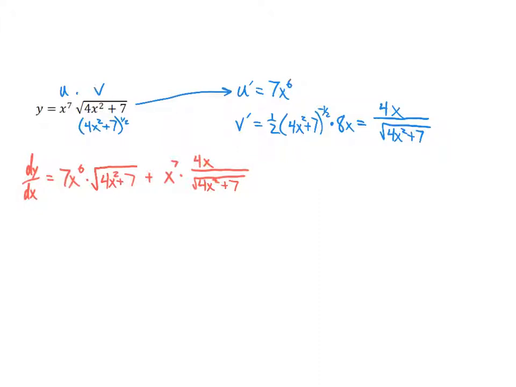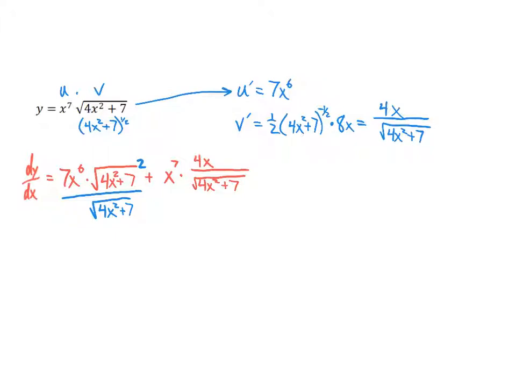What we're going to do is actually multiply this first half so that we get the radical 4x squared plus 7 as a denominator, but I've got to multiply the top by a radical 4x squared plus 7. So this is going to square the radical, right? Does that make sense? Yeah.